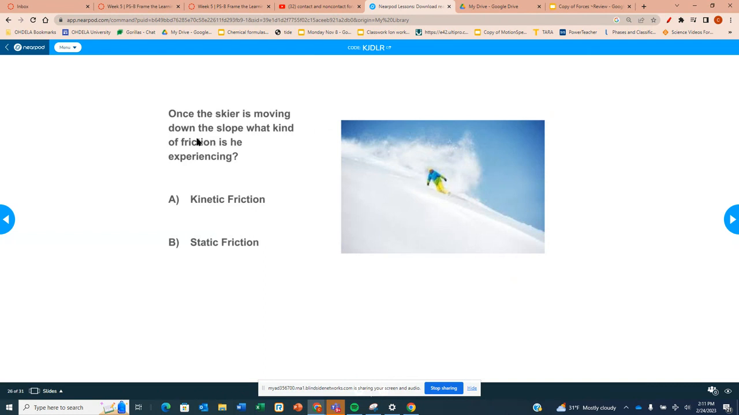Once the skier is moving down the slope, what kind of friction is he experiencing? This is the friction of motion. Remember, this is always going to want to slow us down. And if we stop going downhill, we'll stop completely. But the static friction is the friction that keeps us from sliding.